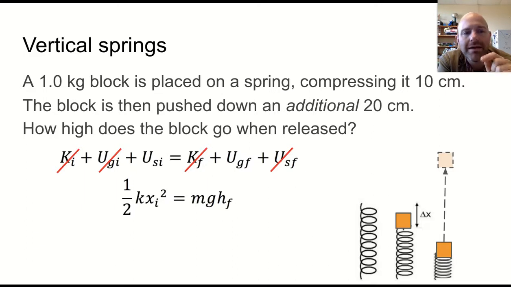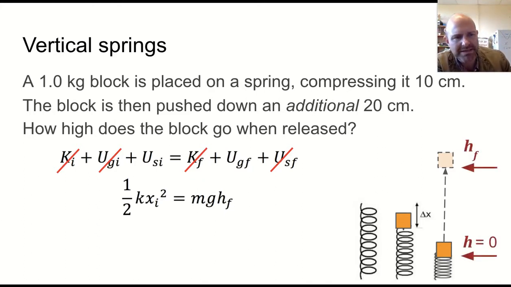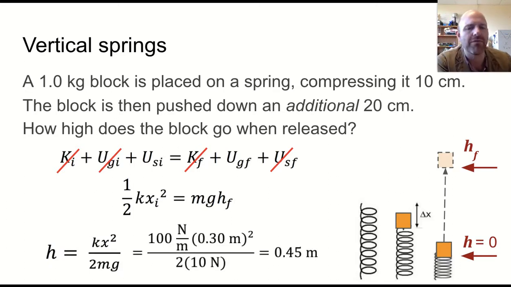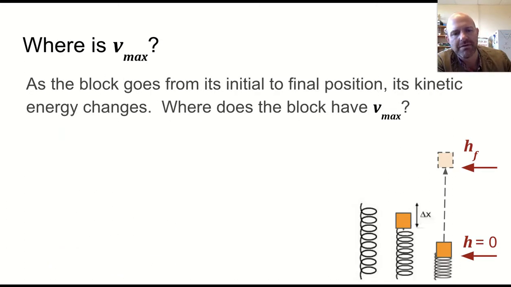And this is another example of why this is not an okay equation for the previous situation. The previous situation was not drop a block and see how far down it gets compressed before it jumps back up. It was at an equilibrium situation. So in this case, we have height 0 at the starting point, height final up there. Kx squared divided by 2mg ends up being our relationship when we get about 45 centimeters.